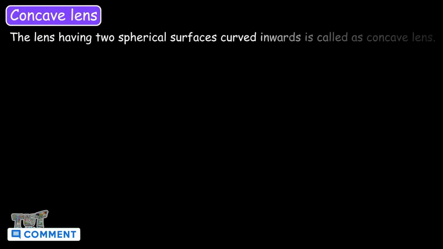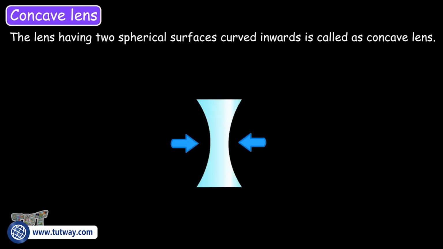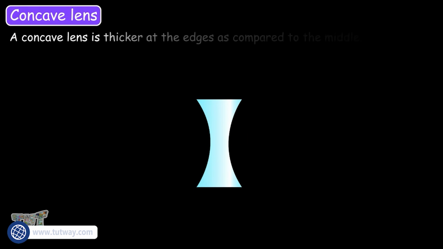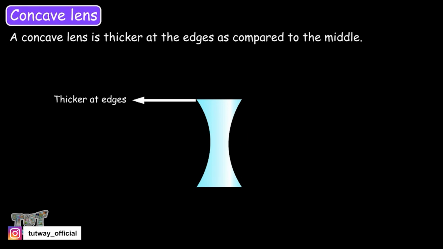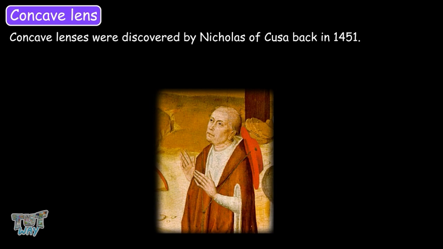Now, let's discuss the concave lens. Concave lenses have two spherical surfaces that curve inwards. A concave lens is thicker at the edges but thinner in the middle. Concave lenses were discovered by Nicholas of Cusa back in 1451.